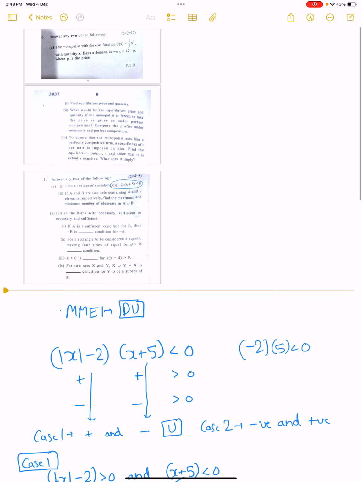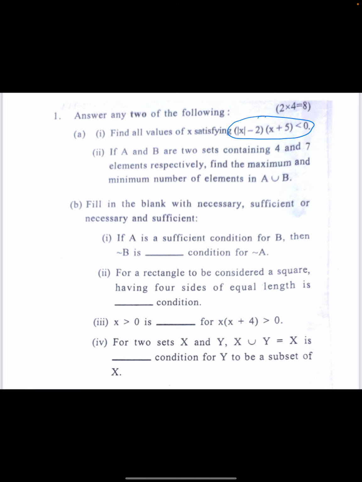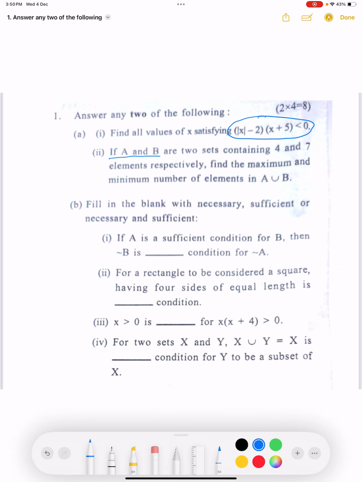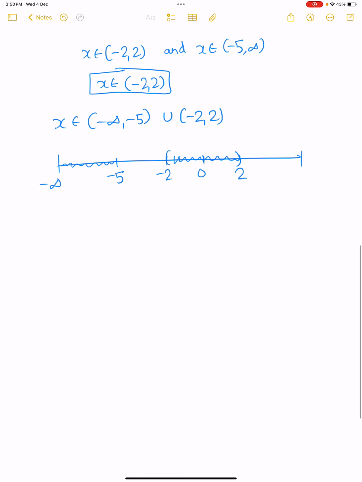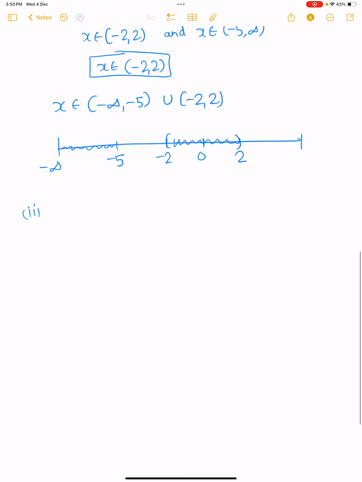I hope the first part is clear. Now moving to the second part. If A and B are two sets containing 4 and 7 elements, we are supposed to find the maximum and minimum number of elements in A union B. A has 4 elements, B has 7 elements. It is given to us.